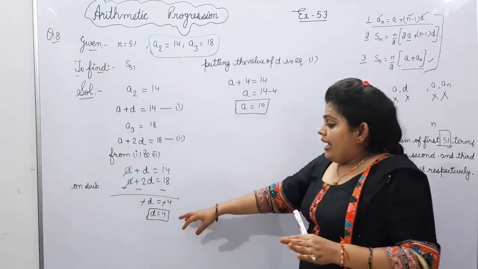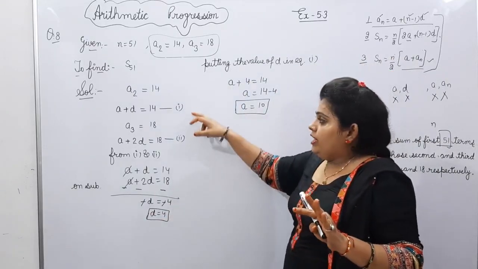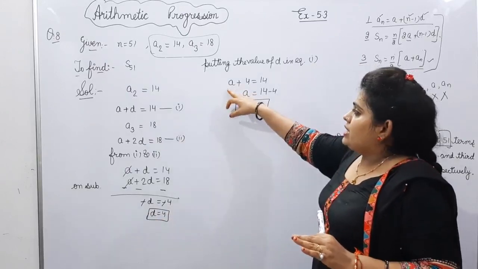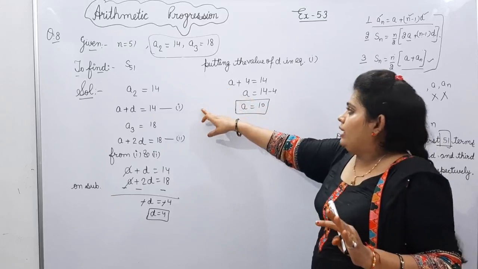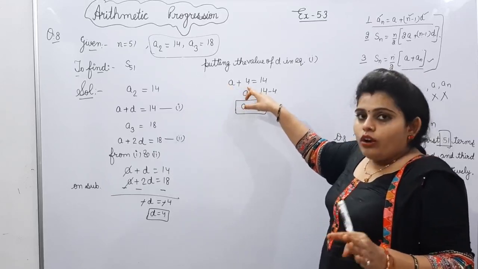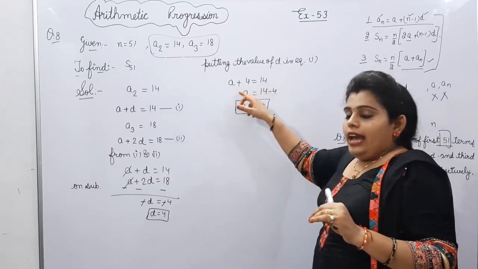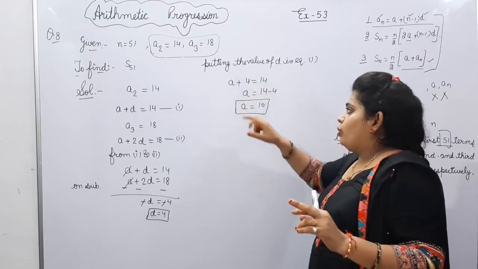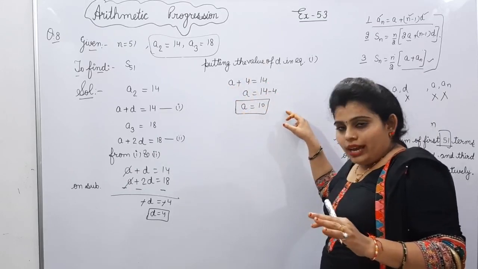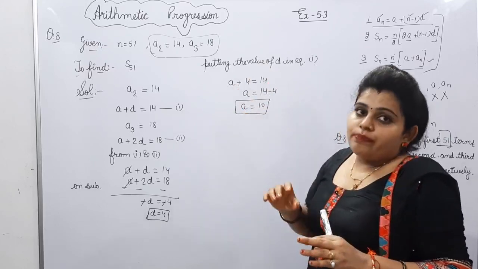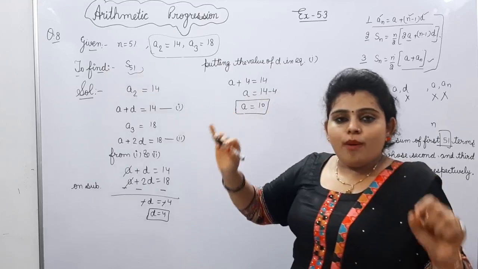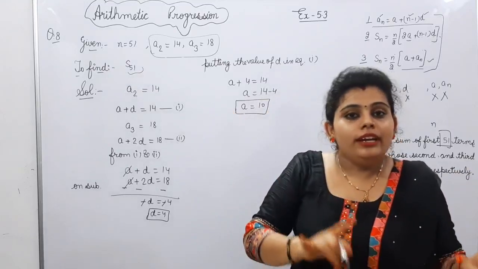How? I can put this value of D in any of these two equations. Suppose I am putting it in the first equation, and our first equation is A plus D is equal to 14. Then A plus 4 is equal to 14. A is equal to 14, and this plus 4 will become minus 4. And A is equal to 10. This is our first term. We have to find the value of S51, meaning the sum of the first 51 terms.